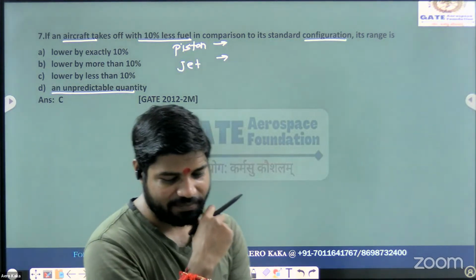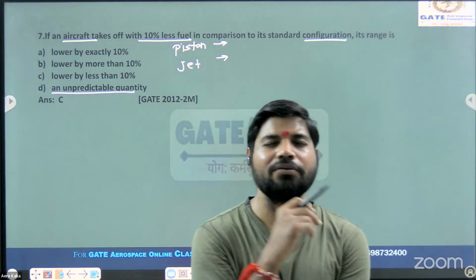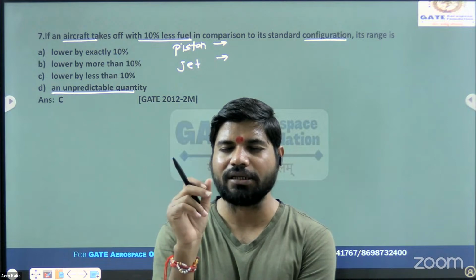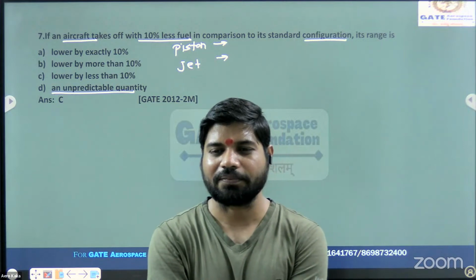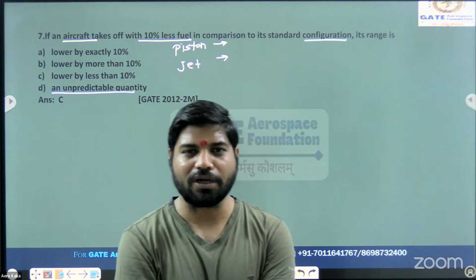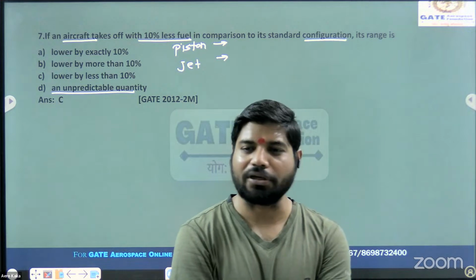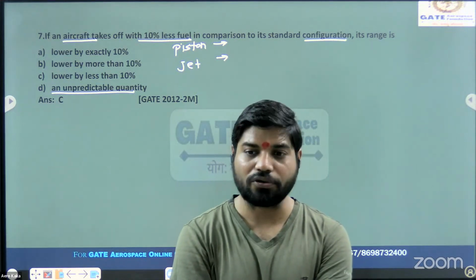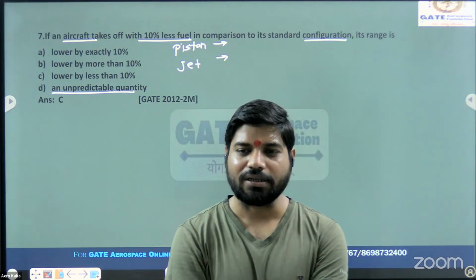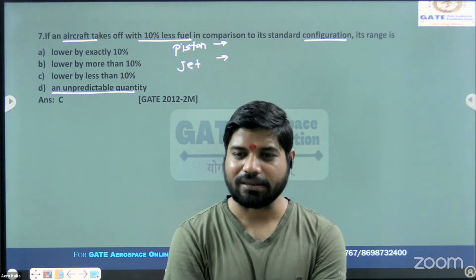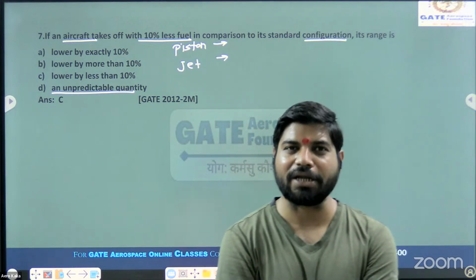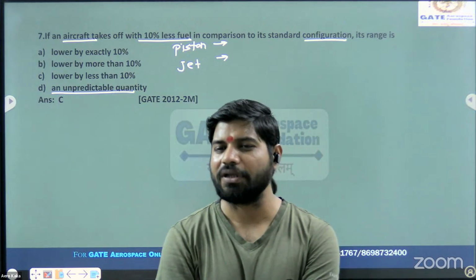For piston engine aircraft, you can write R is equal to eta by C in CL upon CD, ln of W naught upon W1. And what is the range formula for jet engine aircraft? Capital R is equal to 2 upon CT, into root of 2 upon rho infinity S, into CL raised power 0.5 by CD, in bracket root of W naught minus root of W1.